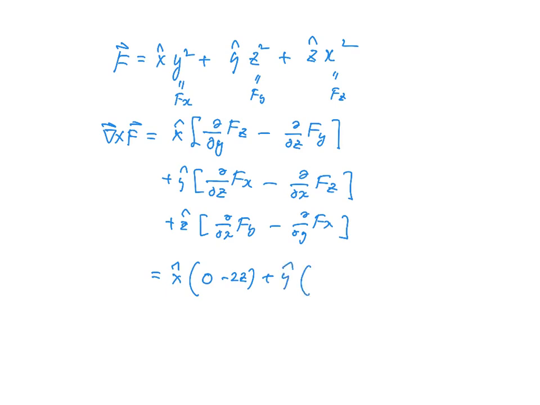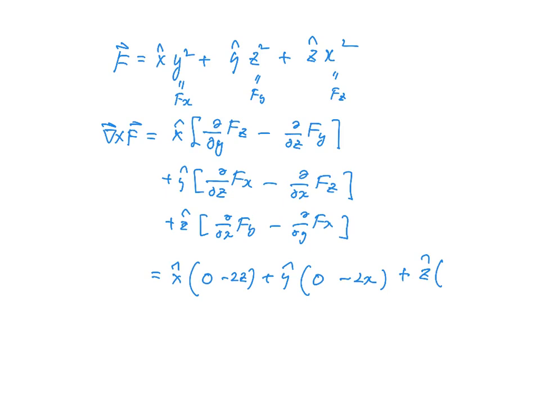If you differentiate Fx, y squared, by z, what do you get? 0. Minus partial x of Fz. Oh, this is nice. X squared, if you differentiate by x, what do you get? 2x. That's a really good example. It's non-zero, right?